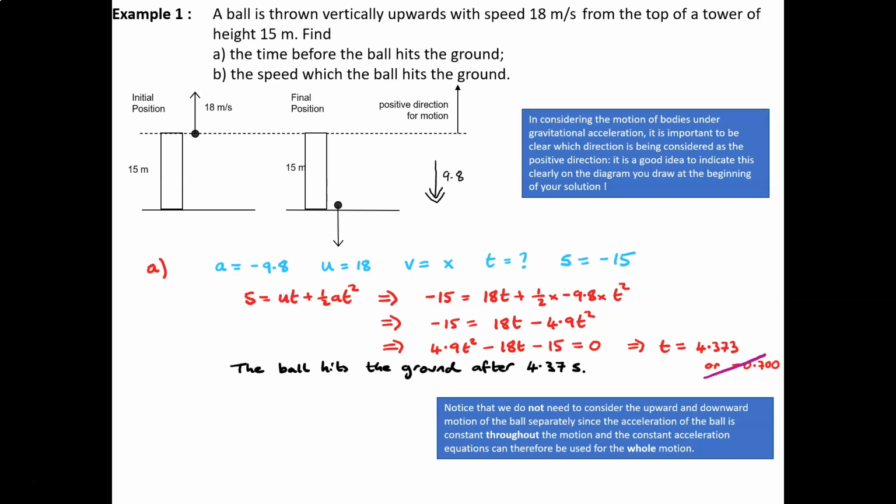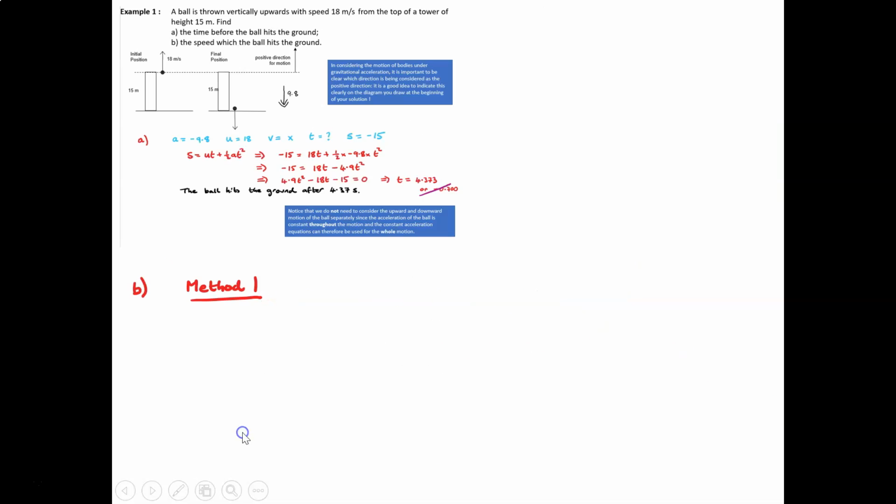Notice that we do not need to consider the upward and downward motion of the ball separately, since the acceleration of the ball is constant throughout the motion, and the constant acceleration equation can therefore be used for the whole motion. We don't need to do two parts to the motion, up until it stops and then back down to the floor. We can do the whole motion in one go.